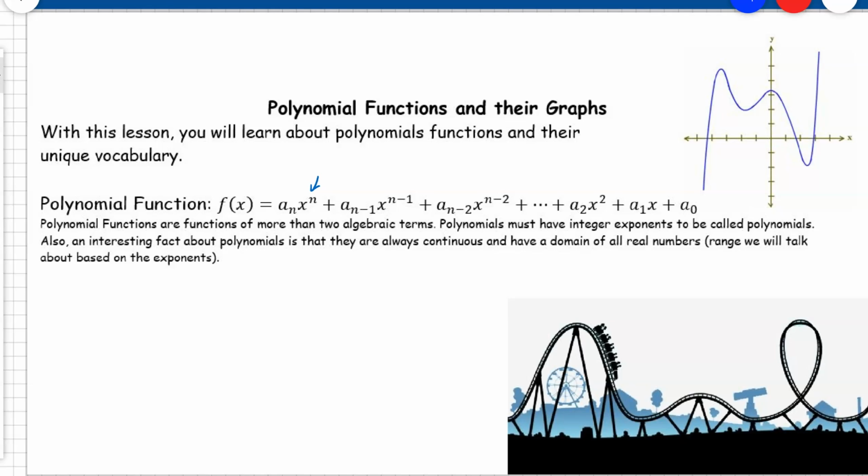Also, an interesting fact about polynomials is that they are always continuous and have a domain of all real numbers. When we're talking about domain, we're talking about x values, because as it continues in the x direction, it starts off in negative infinity, and even though it looks very vertical here, it will continue to positive infinity on the x-axis. Now range we're going to talk about later, because we're going to see that with even and odd exponents determining whether the end behavior is going to both go up or one up and one down.